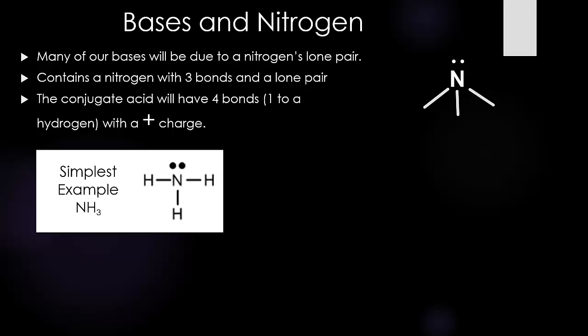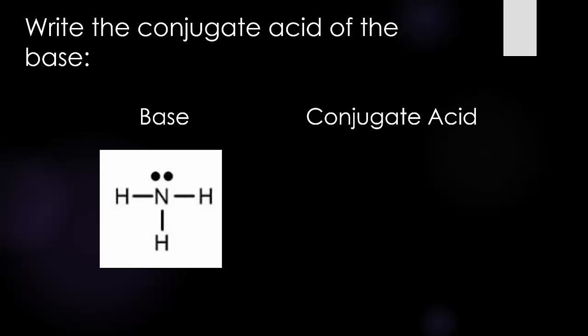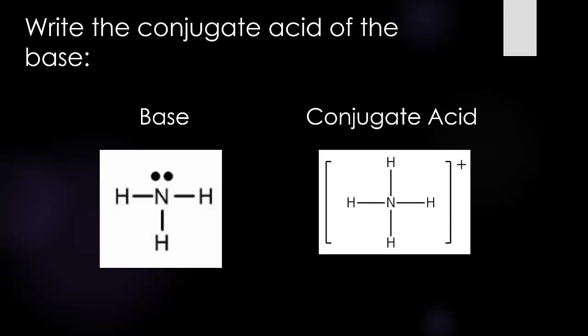The lone pair can act as an electron pair donor and form a bond to another hydrogen. Take a moment and pause the video if necessary and decide what the conjugate acid of this structure would be. We add a hydrogen to the base, leaving us with NH4+.